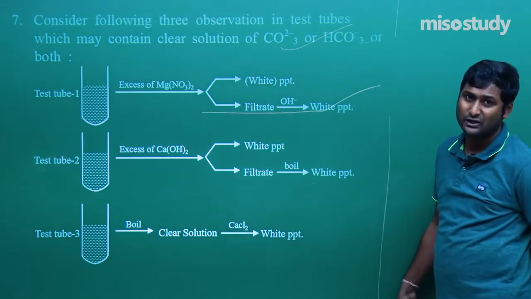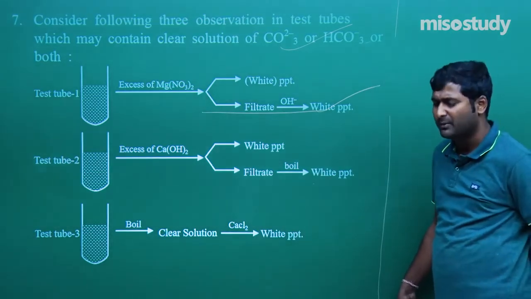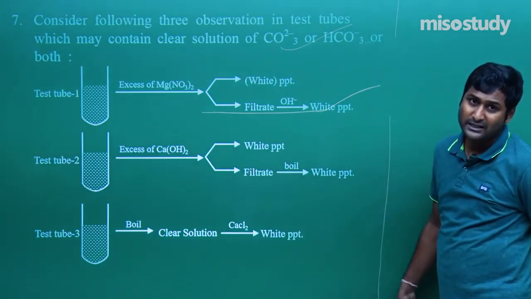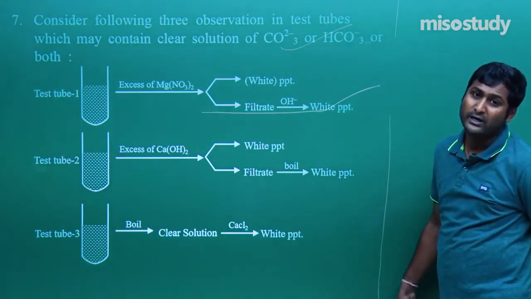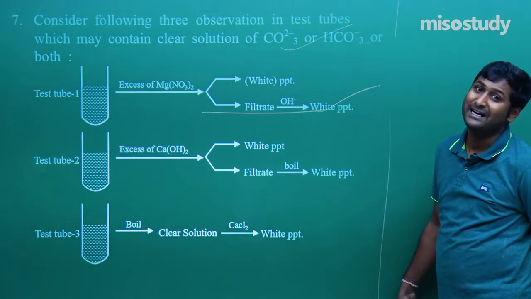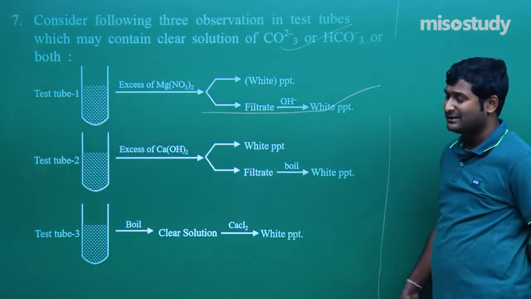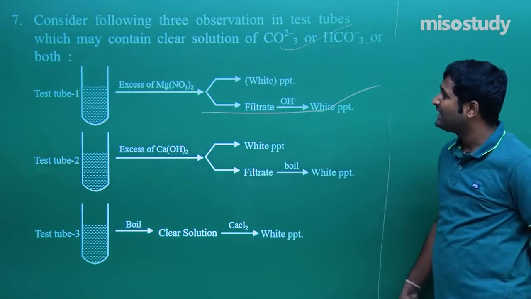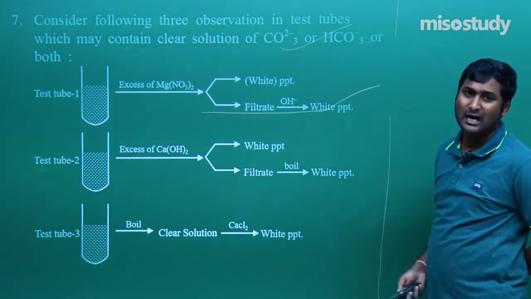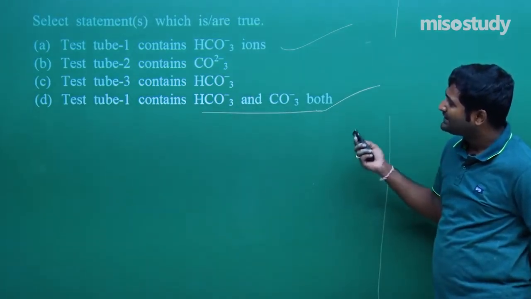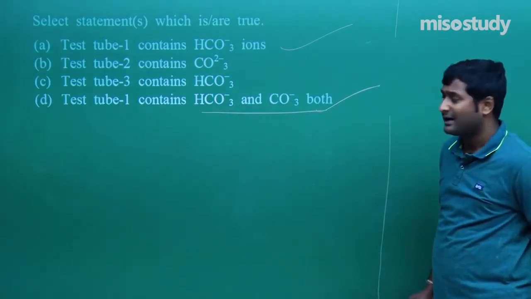This is the estimation of radicals. There are two types of estimation as I discussed, qualitative and quantitative. In qualitative, what do we do? We do two tests, dry test and wet test. Remember this? So this is so simple. This is a memory based question, and this reaction presents the carbonate and bicarbonate. So for this, A and D is the correct option.